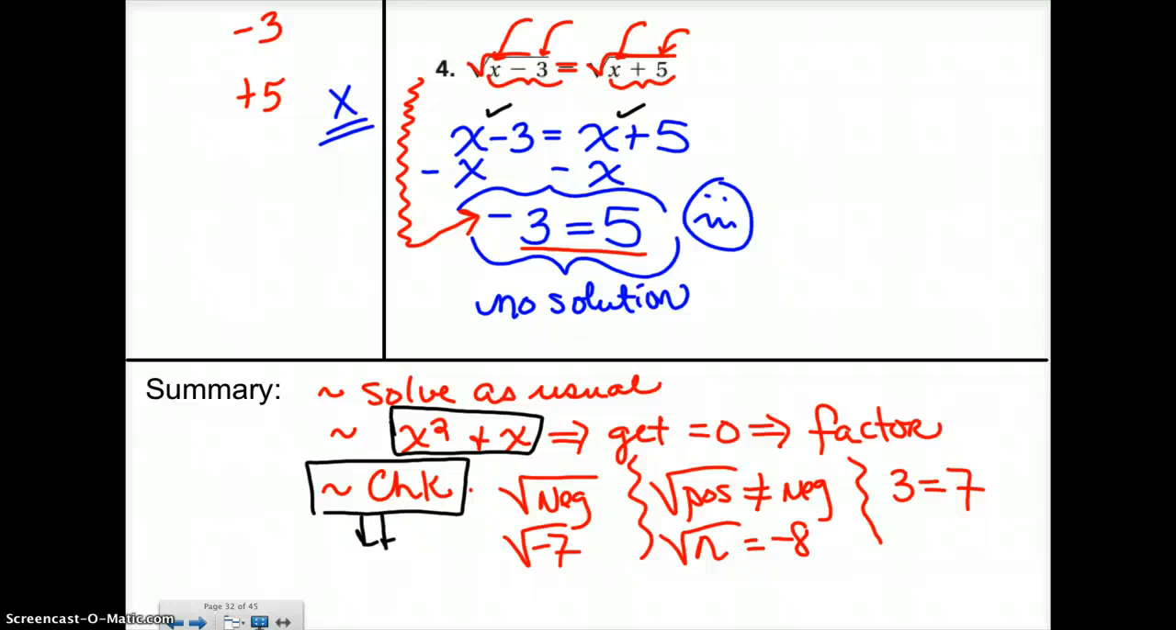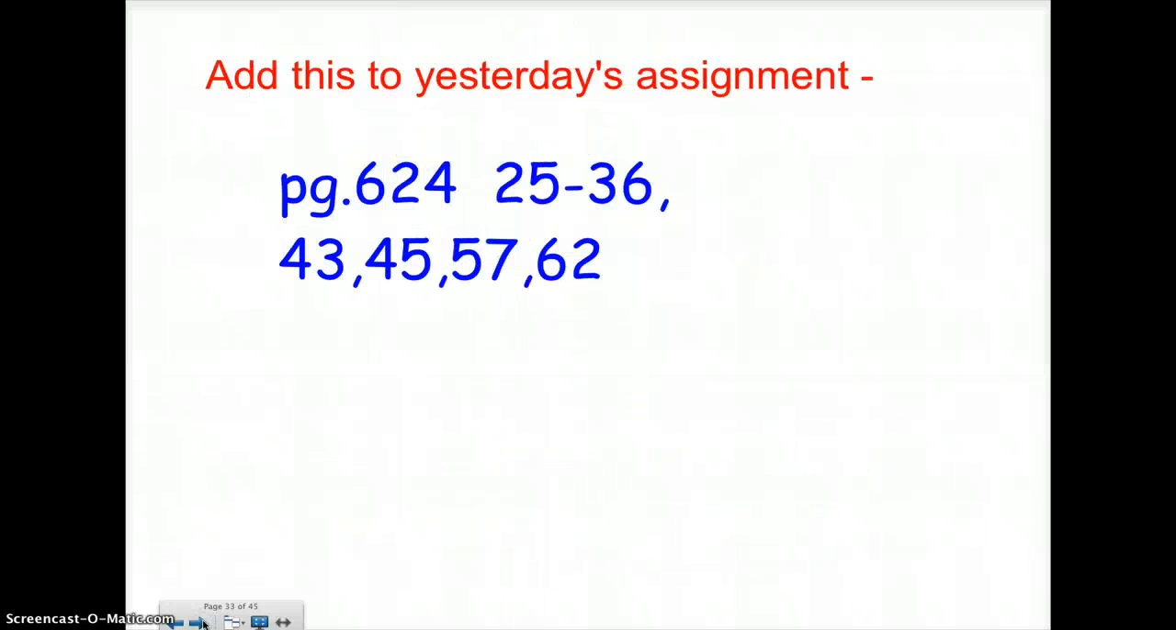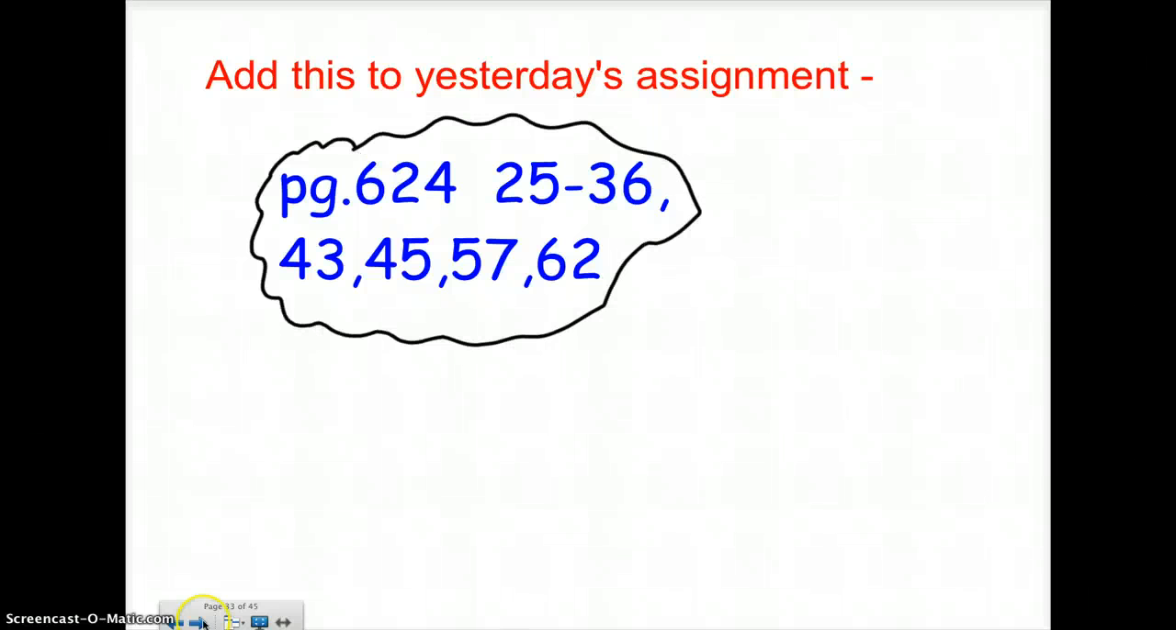Your assignment for today, which you can add to yesterday's, will be page 624, 25 through 36, 43, 45, 57, and 62. And you'll add that to yesterday's homework. Okay, you can turn it all in tomorrow, or if you can get it in by the end of the hour today, maybe I'll give you a little extra credit.